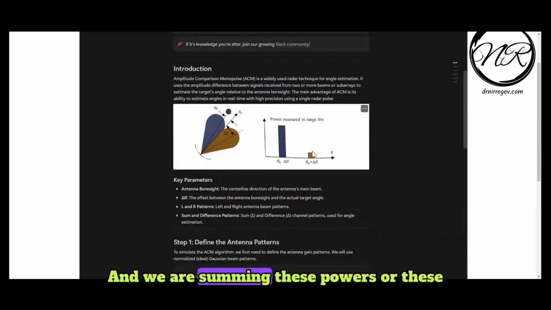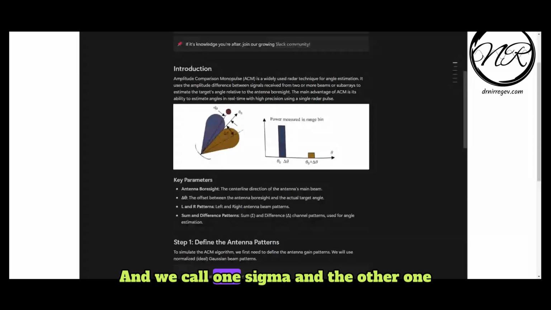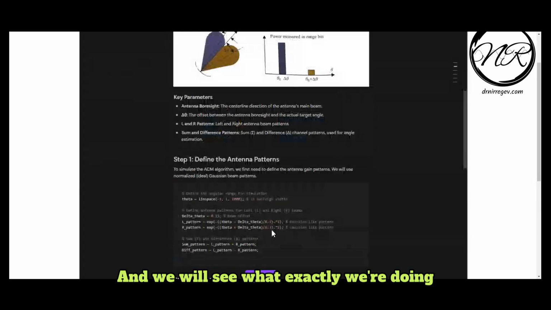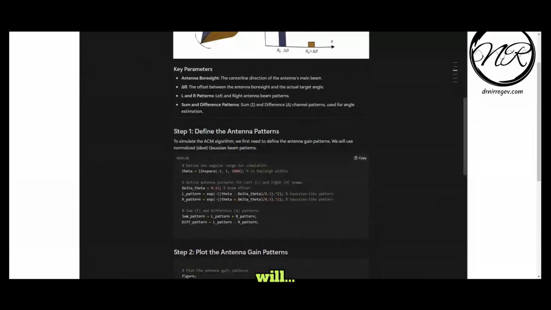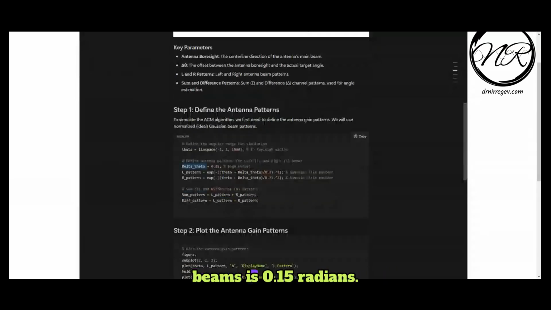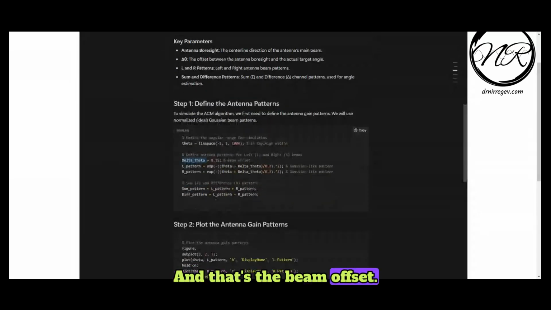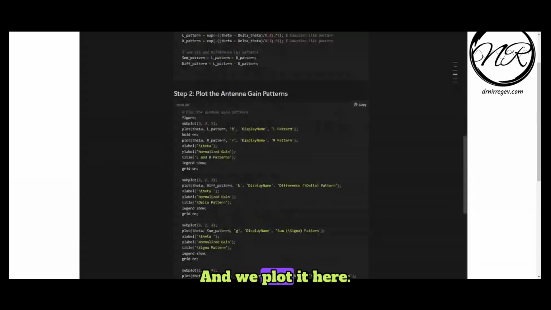And we are summing these powers or these voltages, and we are calculating the difference between left and right. And we call one sigma and the other one delta. And we will see what exactly we're doing with that. So here is a simple MATLAB script that will emulate Gaussian-like patterns for the left and right. And our delta theta here between the beams is 0.15 radians. And that's the beam offset. And we are summing and obviously subtracting left minus right. And that's the sum and the diff pattern. And we plot it here.